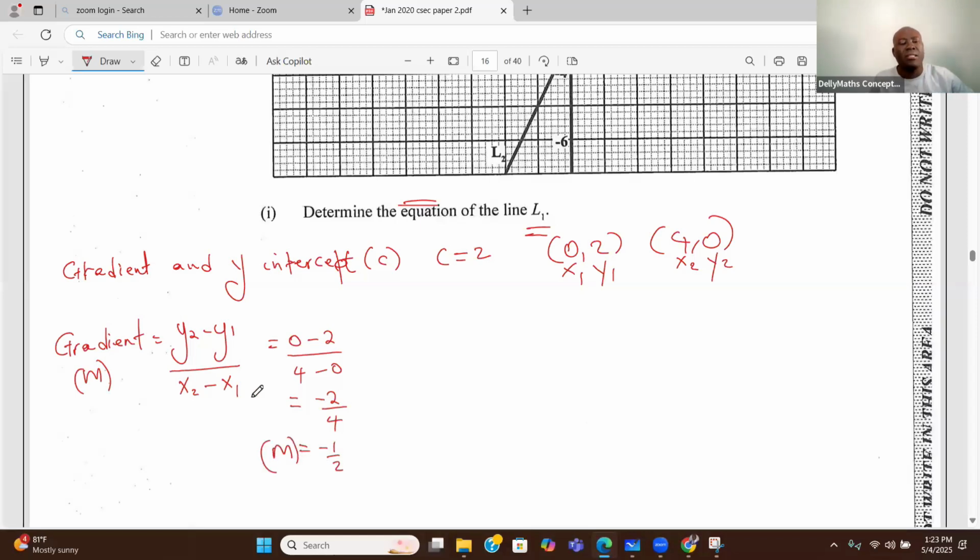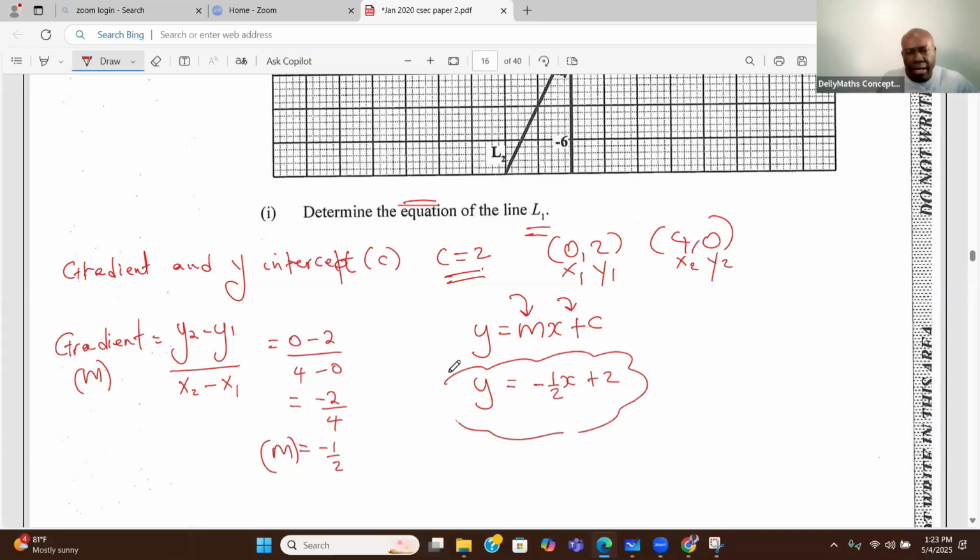So if I have the gradient and I have the y-intercept, you can always just write the equation, because you don't have to work out the y-intercept, you got it from the question. The format is this. This plus doesn't mean that it must be a plus, it just means that the c value comes here. This is your m value. So x and y will always be x and y. So y is equal to the m value, which is negative 1/2, beside the x, and the positive 2 comes around here. This is the equation of that line.